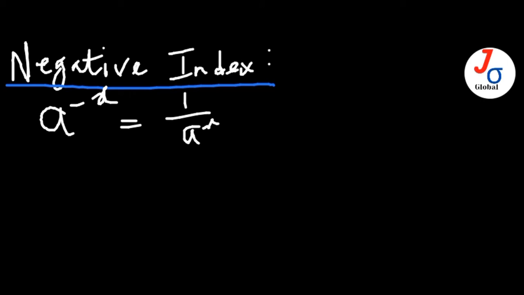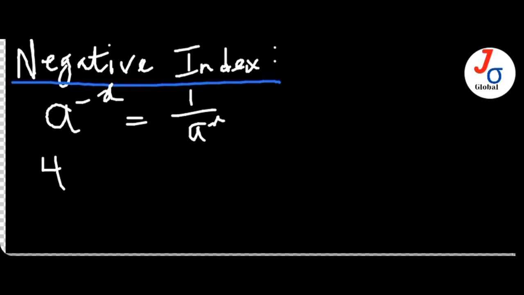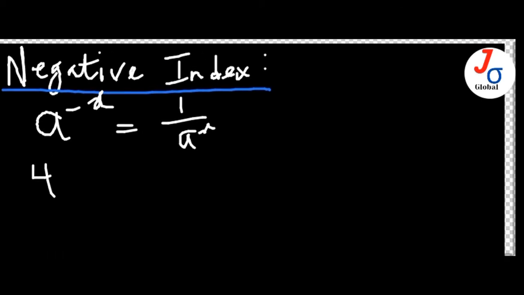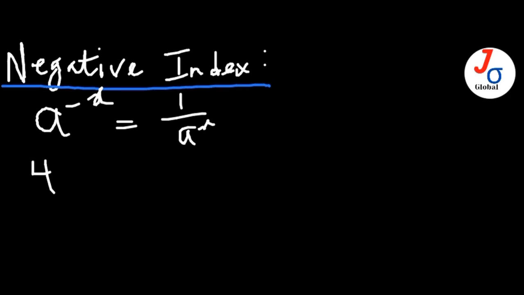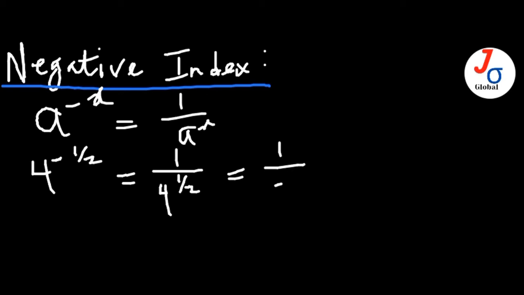So how does that relate? Let's take an example. Let's have 4 raised to the power of minus 1 over 2. Okay, good. So that will be 1 over 4 raised to the power of 1 over 2. So that means that minus is becoming 1 over. And 4 raised to the power of half is actually 2.